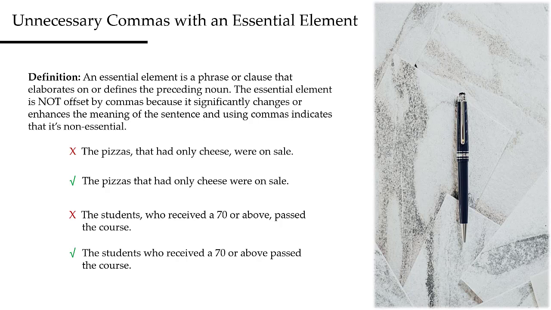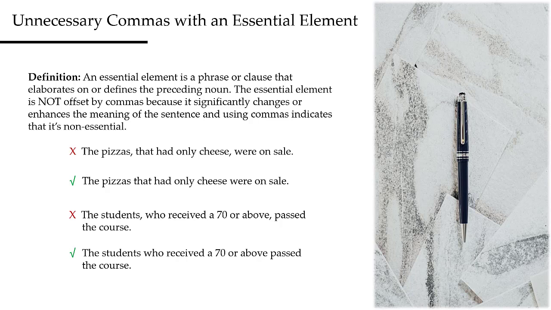Here's an example. The pizzas, comma, that only had cheese, comma, were on sale. In this case, if we're trying to say that the pizzas that only had cheese were on sale versus the other pizzas, maybe the pepperoni pizzas were not on sale, only the cheese pizzas were on sale. In that case, we can't use commas because this information that these pizzas only had cheese, that's essential to the meaning of the sentence. The pizzas that only had cheese were on sale.